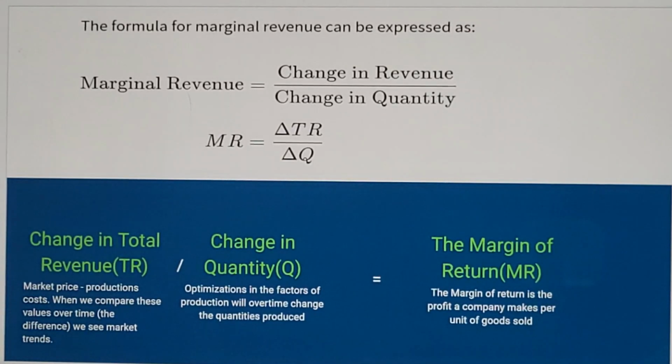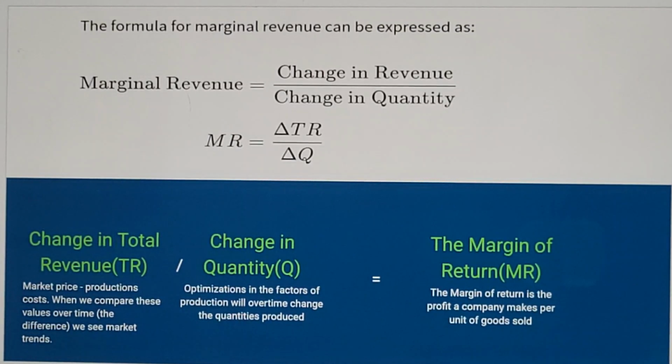The formula for marginal revenue can be expressed as the change in revenue over the change in quantity over time. Change in total revenue is the market price minus the market production costs. When we compare these values over time, we see the market trends, or the change in total revenue.